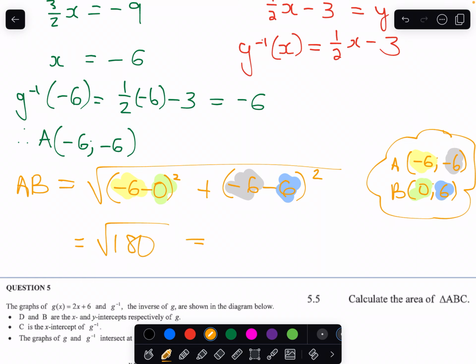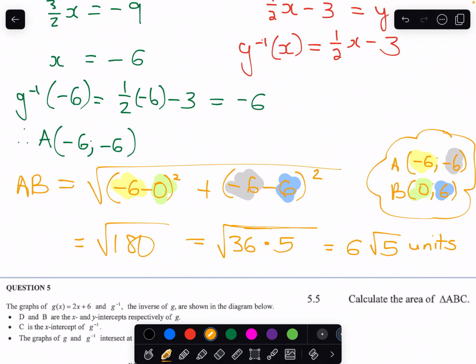And let's just practice working with surds. So what's the biggest square number I can think of that goes into 180? It is 36, and the square root of 36 is 6, so we're just left with root 5. So that is the length of AB.